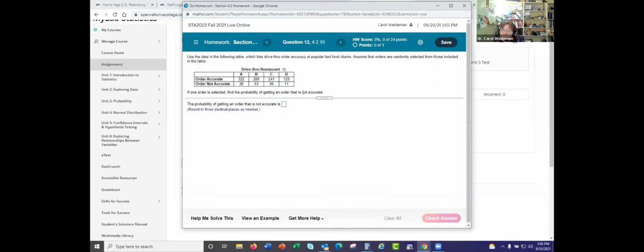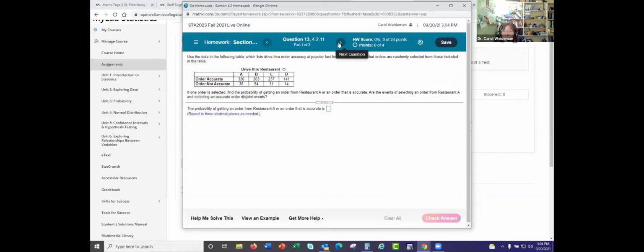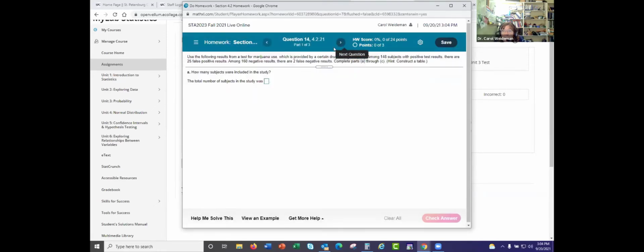Okay, here's one where the table's given to you. Again, notice you're going to have to add up. This is just like the one we did, order accurate, except they don't have names of restaurants here, but you're going to need the row totals, column totals, and overall total to answer the question. So you will have to do those on a piece of paper. Same thing on that one.